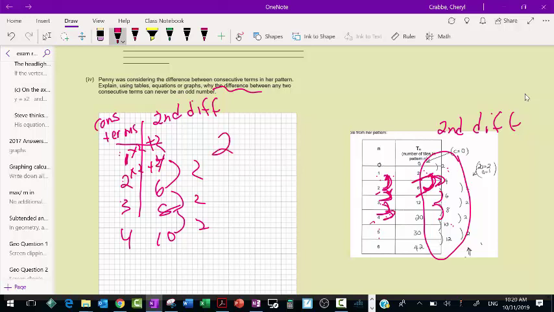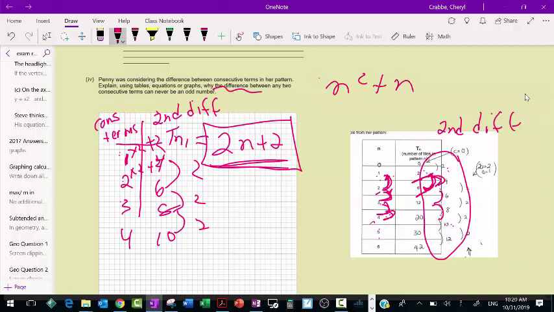So the pattern here, for the difference between two consecutive terms, the second difference, is 2n plus 2. Now, you could graph that against the other pattern, which is n squared plus n. So one's a quadratic, one's a linear function.